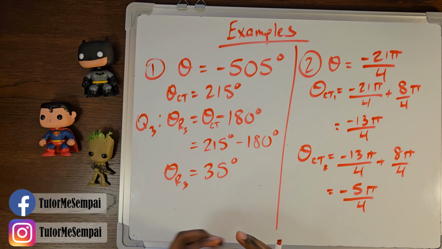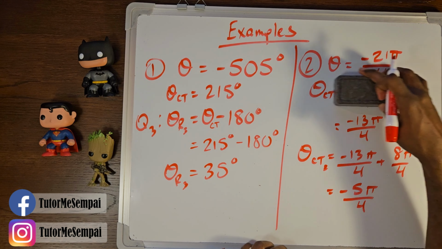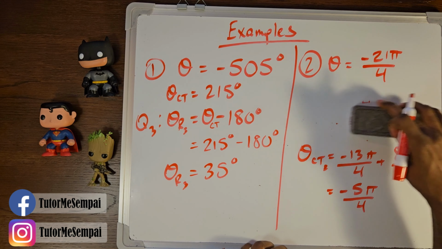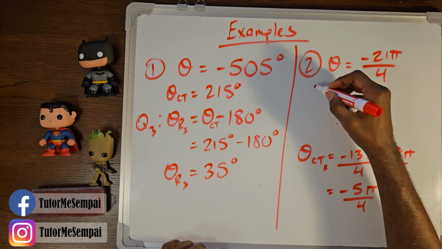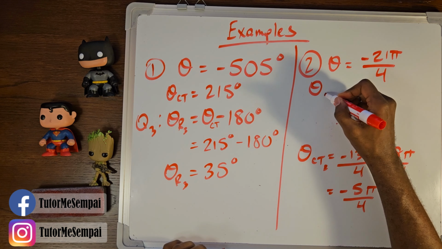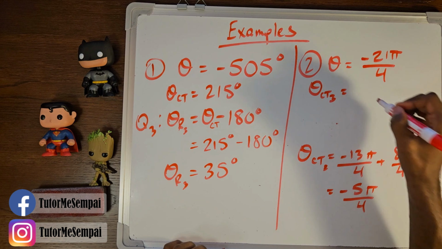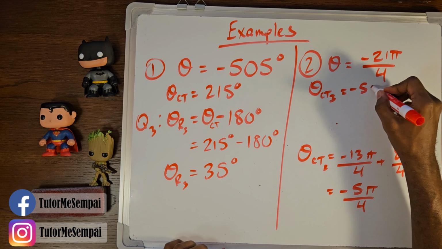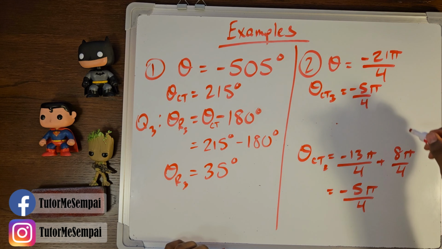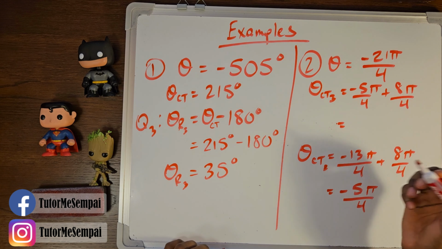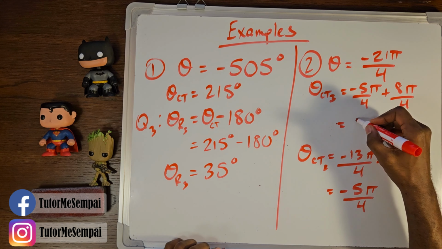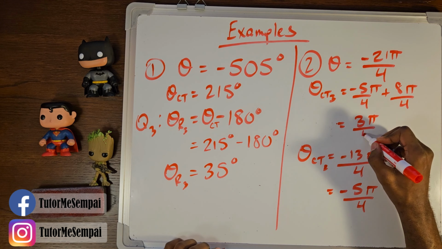Well, since we no longer care about our first one, let's erase that because we're running out of space here. We're going to erase that, and we're going to take this and move it up here. So our coterminal angle 3 is going to start with negative 5 pi over 4, adding 8 pi over 4. And what do we get when we do that? Well, this is going to be 3 pi over 4.